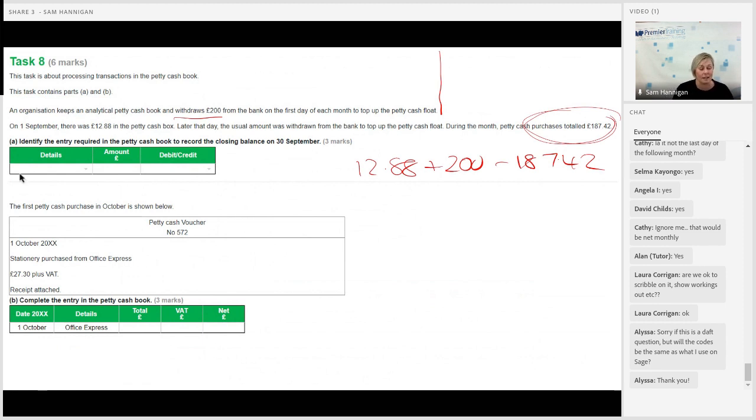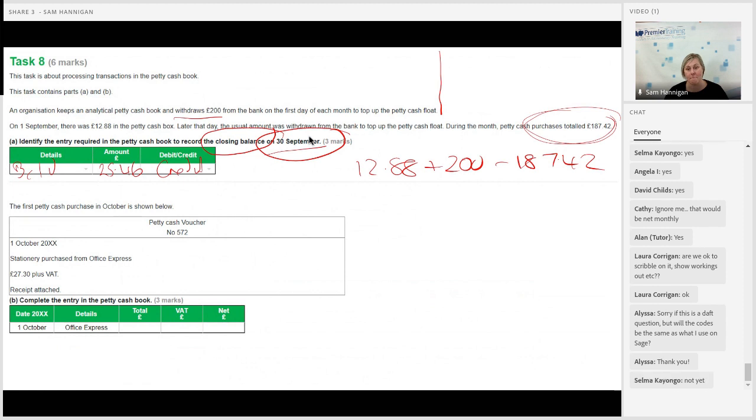And all it's saying is that the balance carried down in the account would be £25.46, and it would be a credit. Because it's saying the closing balance at the 30th of September. If I said to you what's the balance at the 1st of October, you'd have put balance brought down 25.46 debit. But it's saying at end of month and it's the 30th. Does that make sense? You're all going to read the question, aren't you? You're not going to do what Sam's done. Not yet.